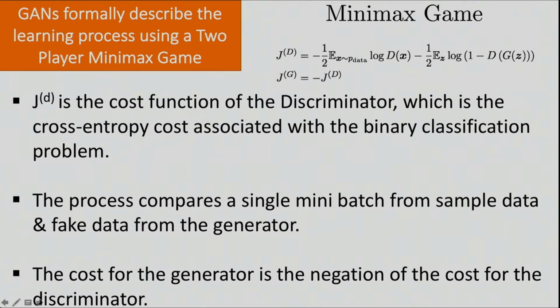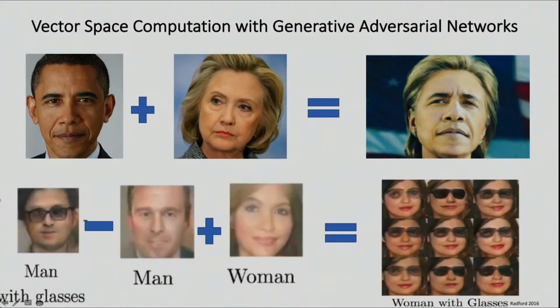You can do some interesting vector space computation. These are some examples. I can start to synthetically generate images using vector space arithmetic, for example. A man with glasses minus a man plus a woman.